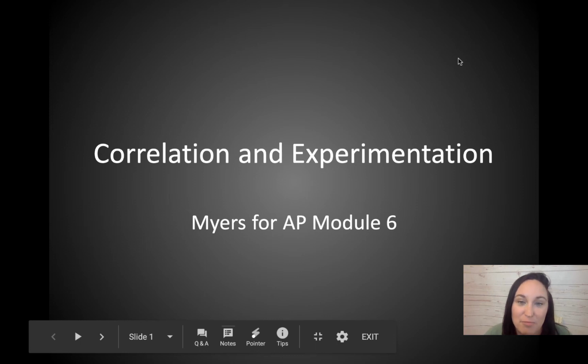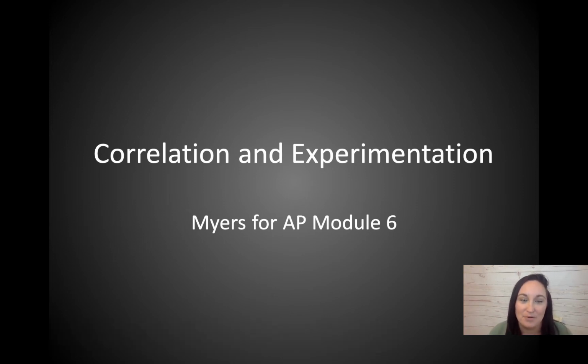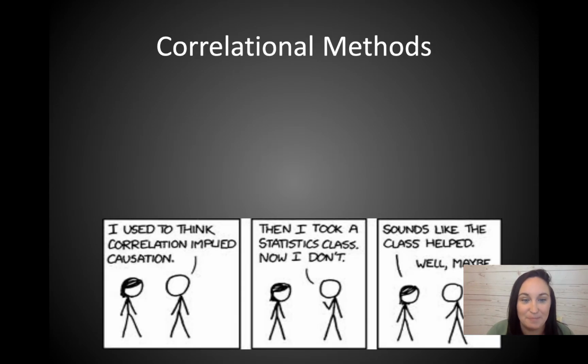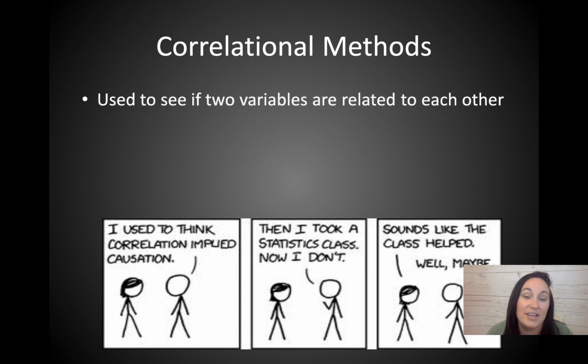Our Unit 2, Mod 6 notes on correlation and experimentation. So let's get right to it. What is a correlational study? A correlational study is used to see if there is a relationship between two variables. And remember, saying there is a relationship between two variables is a lot different than saying cause and effect.